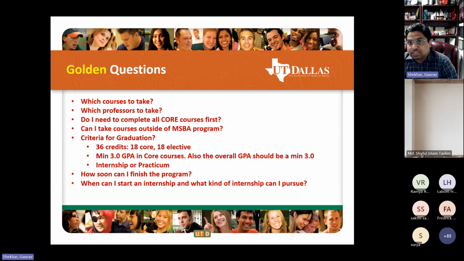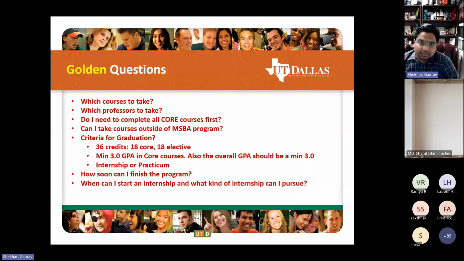You need to have a minimum GPA of 3.0 in your core classes. This is an average GPA, okay? It's not that every course should be a 3.0. So the minimum average GPA for your core classes needs to be a 3.0, and even the overall GPA has to be a 3.0 for you.